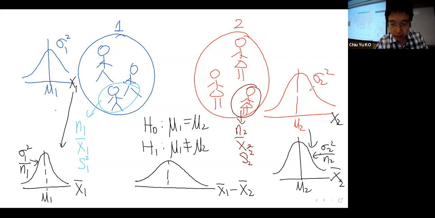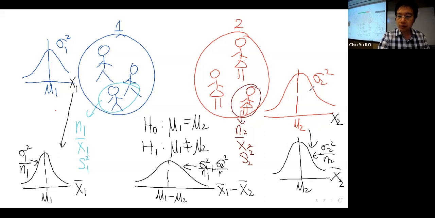Where the location is mu1 minus mu2, right? And what is the shape? It is sigma 1 squared over n1 plus sigma 2 squared over n2. Just add up the variances, right? That's it. Now, if we know everything, then we're done.